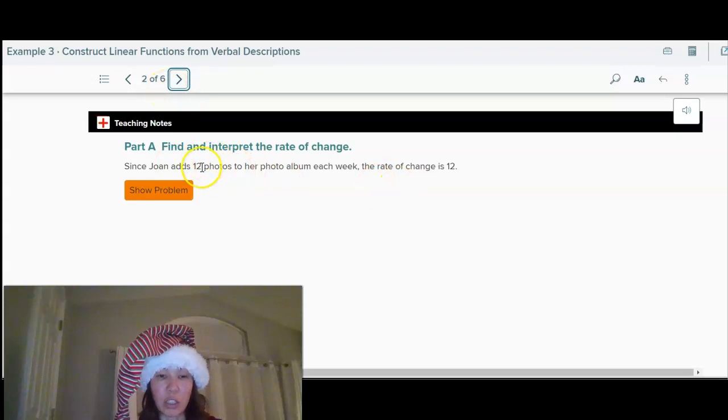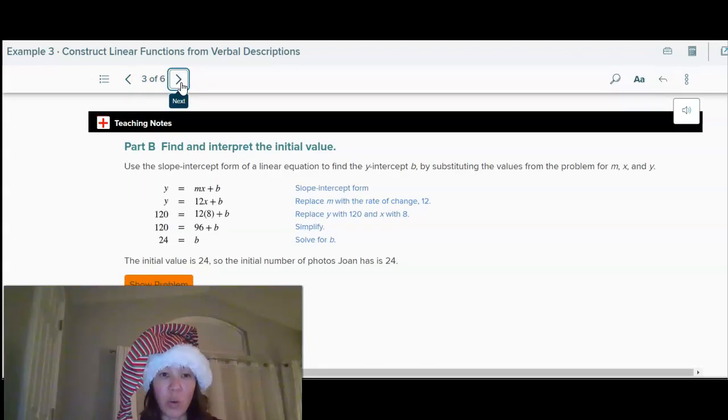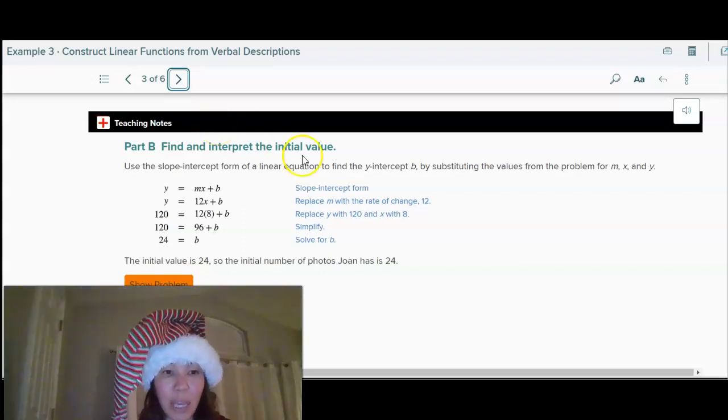Our rate of change is given to us, our slope is given to us. However, we don't have our initial value. And so you can fill in these boxes on page 280. We'll start with our equation. We know that our slope is 12, so we're going to replace m with 12. And then we also know that after 8 weeks, we have 120 photos. So we can replace x with 8 and y with 120.